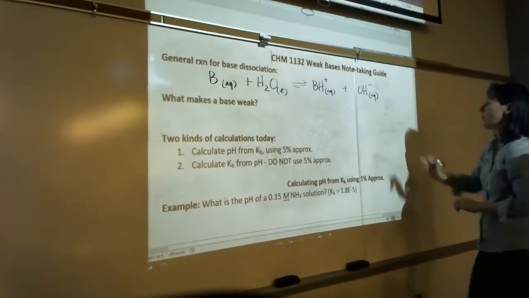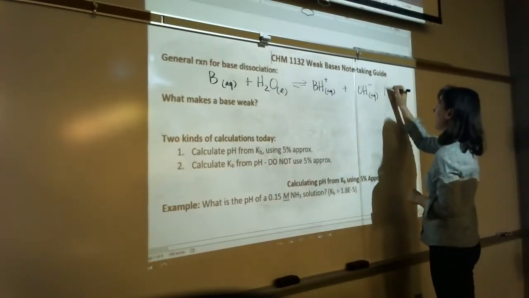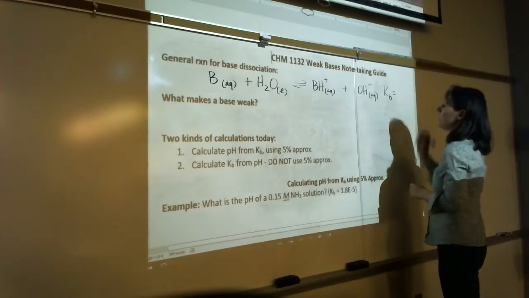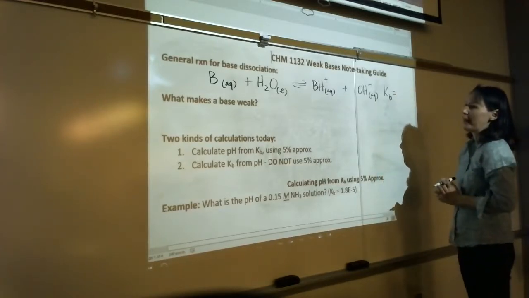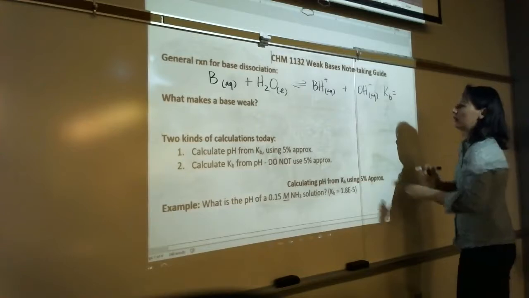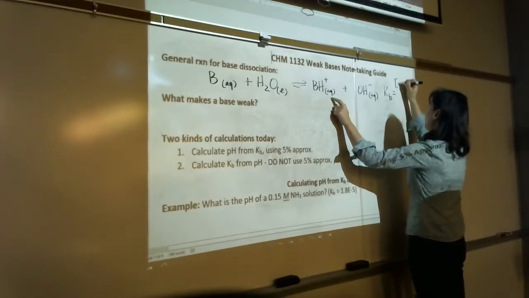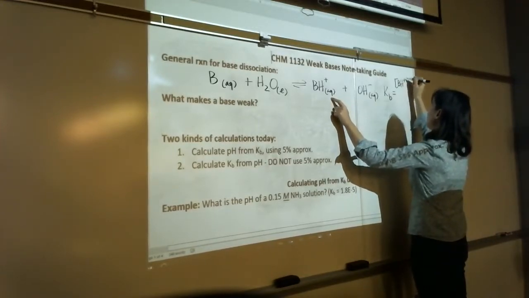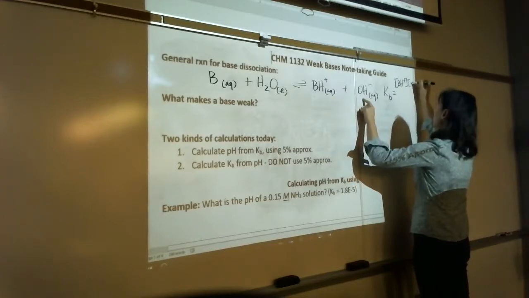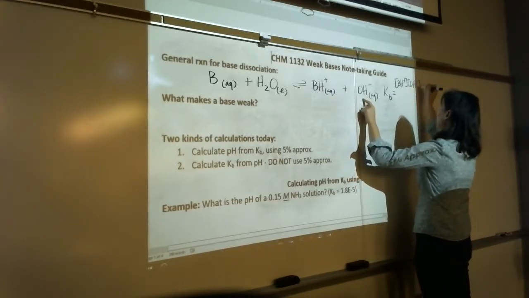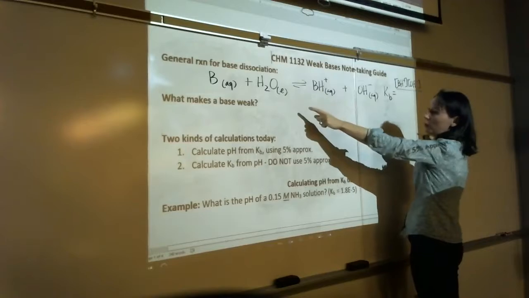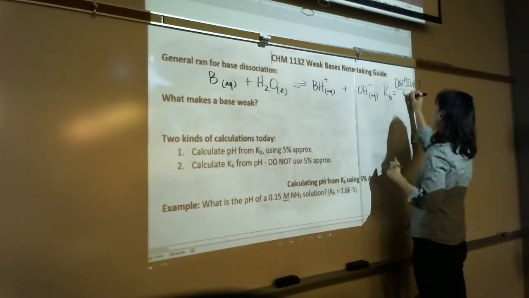Okay? And so we write an equilibrium expression here. We call it Kb. And so how would we write the Kb expression? Concentration of BH+ times the concentration of the hydroxide ion over, do we include water? No, concentration of B.